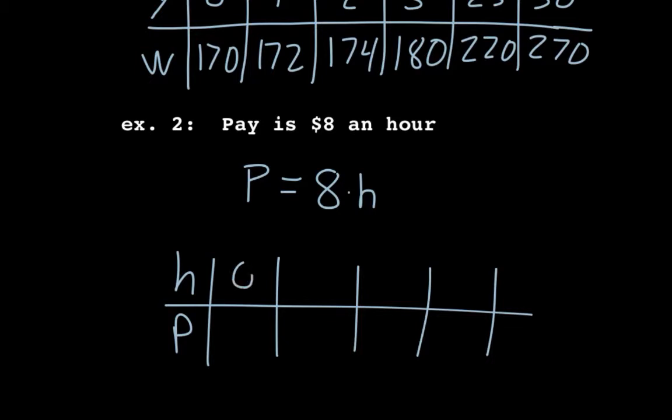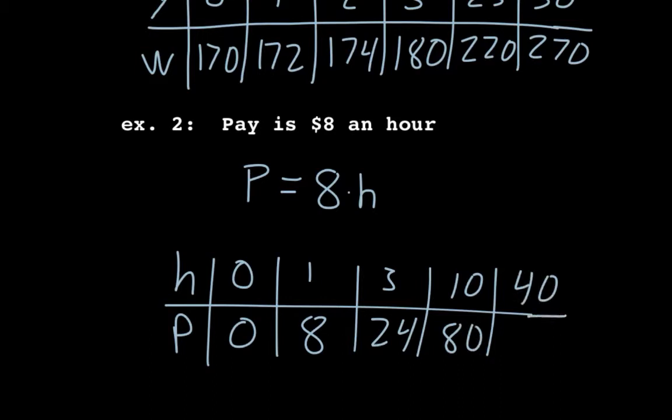Maybe let's do a 0 for our first time. If they work 0 hours, they get paid 0. If they work for 1 hour, they get 8. Work for 3 hours, they make 24. 10 hours, you get 80. And I don't know, let's say 40-hour work week. Then they make 8 times 4 is 32. And then you throw the 0 on the end.